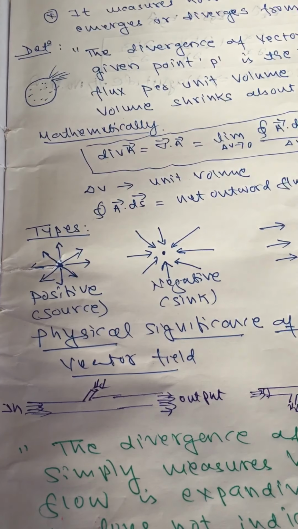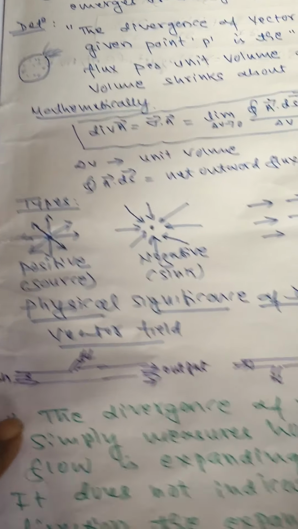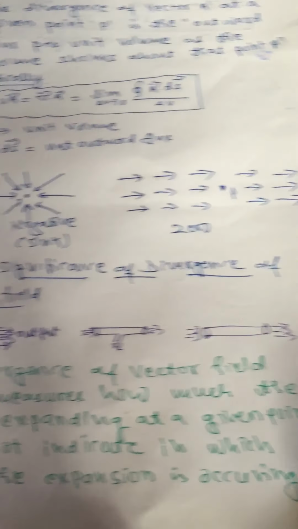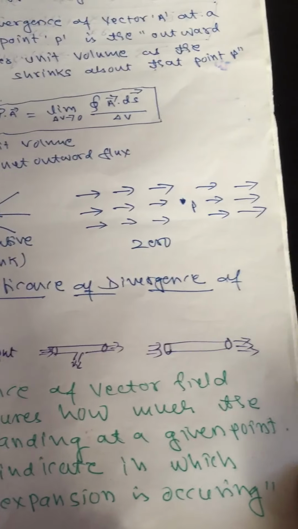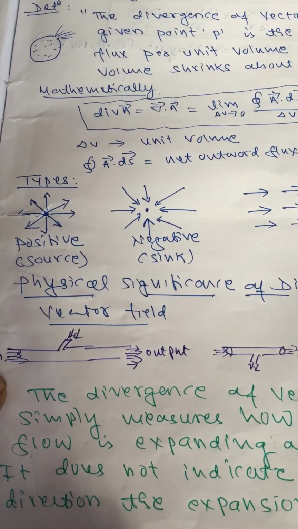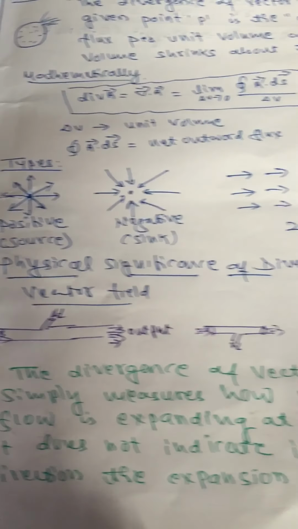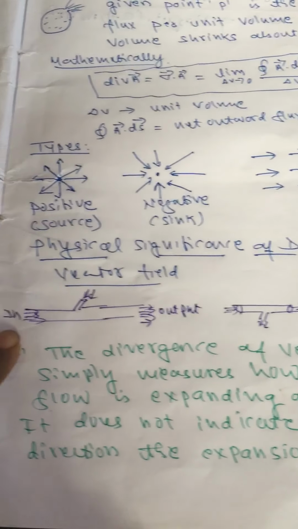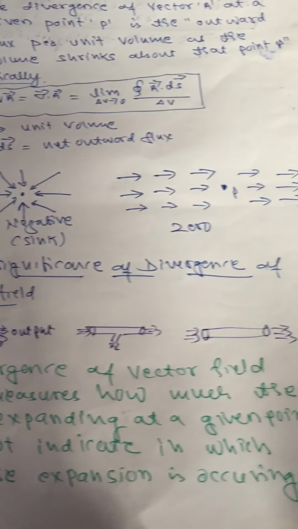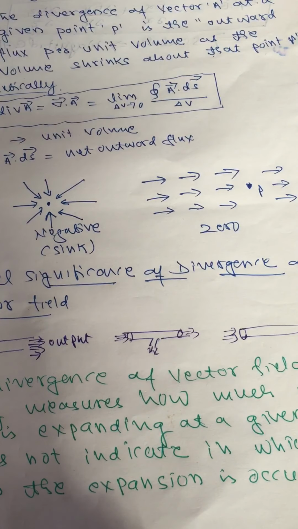That is what you call physical significance. The divergence of a vector field simply measures how much the flow is expanding at a given point, and it does not indicate in which direction the expansion is occurring. In the sense of mass rate of flow, it says how much flux is flowing outwards, yes, but it will not give the direction. That is the physical significance of divergence.